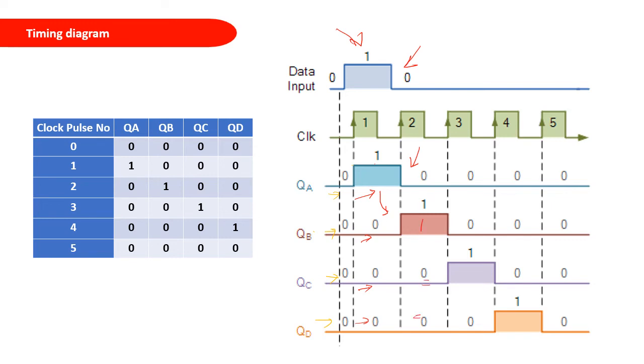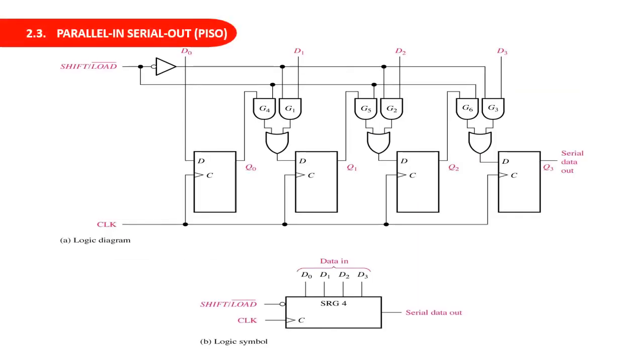Now when the next pulse comes, you are also applying an input data of 0, so the first flip-flop output will be 0. Now before applying the third pulse, the output QA is 0, so your QB will also be 0. Before applying the third pulse, the output QB is 1, so your QC will be 1, and QC was 0, so the QD will be 0. So this process continues. In the slide, a parallel in serial out shift register is shown.